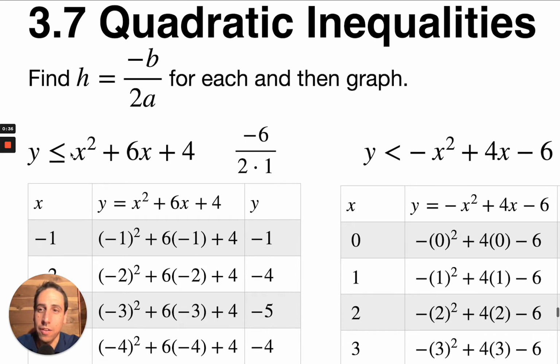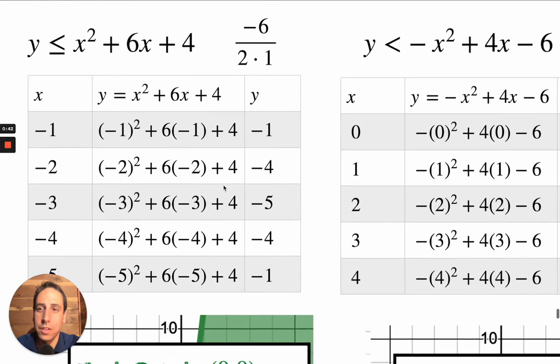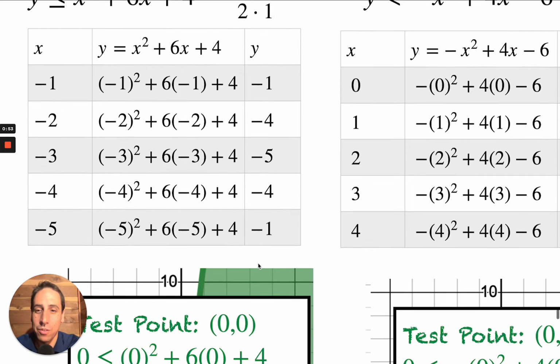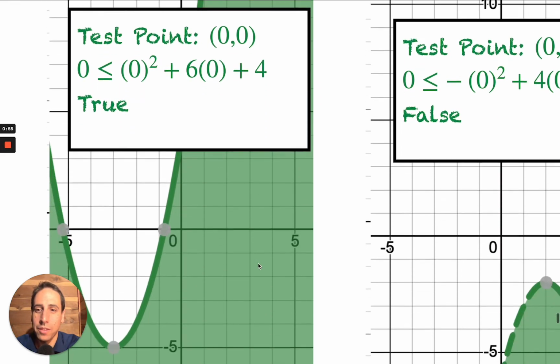So here, a is 1, b is 6, c is 4. So negative b over 2a would be negative 6 over 2 times 1, which is negative 3. If negative 3 is the input, then negative 5 is the output. And you can construct a whole table, with negative 1, negative 2, negative 3, negative 4, negative 5 as all the inputs. You get all the outputs, and then you plot those points, and here they are.